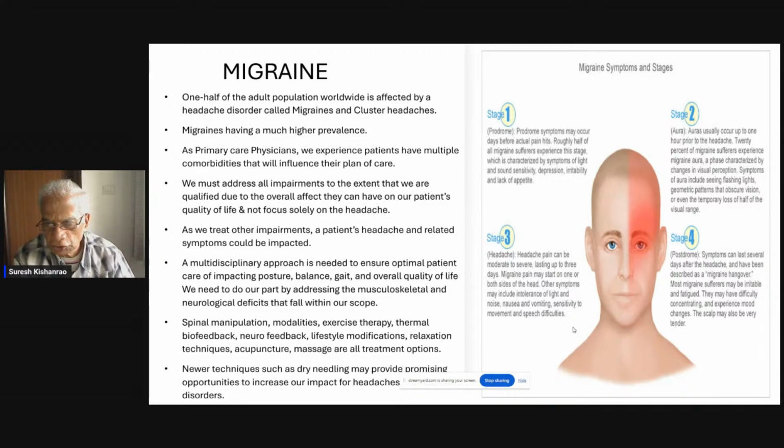In the third stage, the head pain increases, it could be moderate or severe, and usually lasts for about 3 days. There is intolerance to light and noise, and there would be nausea and vomiting. Once it is relieved, there is what is called the postdrome, which usually lasts for quite a few days, and what we call migraine hangover. It may bring difficulty in concentrating and mood changes. The scalp may feel a little tender.